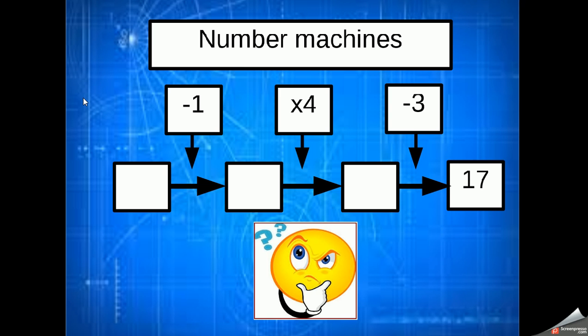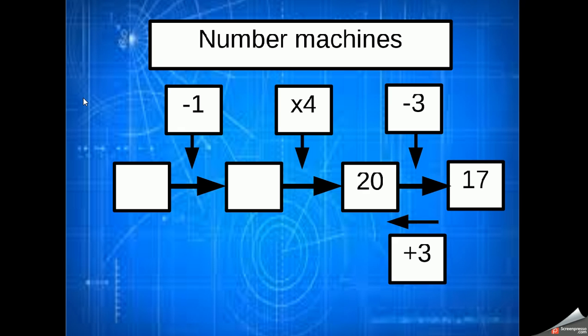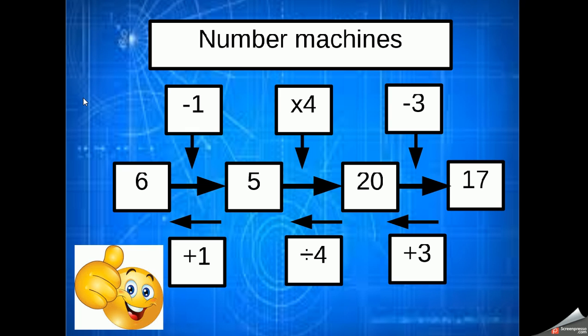So if we start with 17, the number before had 3 taken away from it. So if we add 3, we get the number in the opposite direction. In this case, the number before was multiplied by 4. So if we do the opposite, divide by 4, we have gone in the reverse direction. And then finally, because the last number had 1 deducted from it, if we add 1 on, we have now got the input. So when we're trying to find the input from the output, we just do the reverse of each of the rules, and that will get us back to the start.